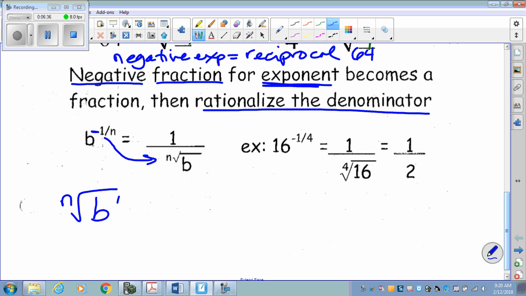So for example, if I have 16 to the negative 1/4, the negative means I'm going to make it a reciprocal. Then I'm going to convert the 1/4 to a radical, and the 4 is the denominator, so 4 is the root. So it's on the outside, and the 16 to the first power is on the inside. And then 1 is 1, and the 4th root of 16 is 2.